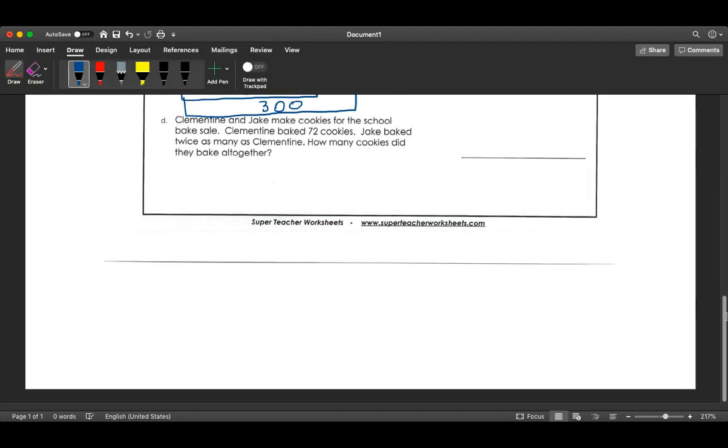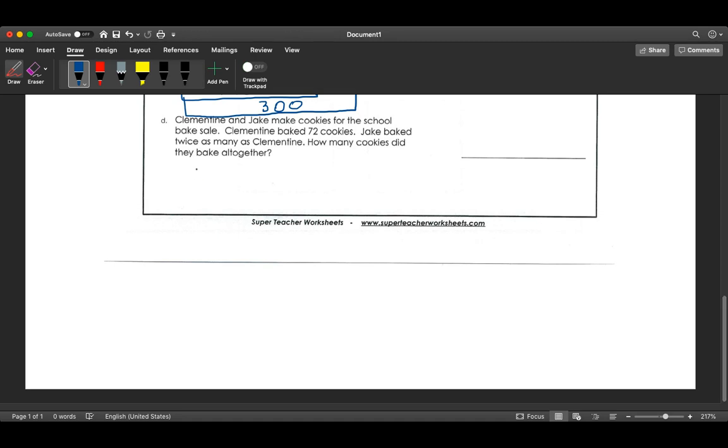Now, the last problem that we're going to set up a bar model for today is problem D. Problem D says, Clementine and Jake make cookies for the school bake sale. Clementine baked 72 cookies. Jake baked twice as many as Clementine. How many cookies did they bake all together?